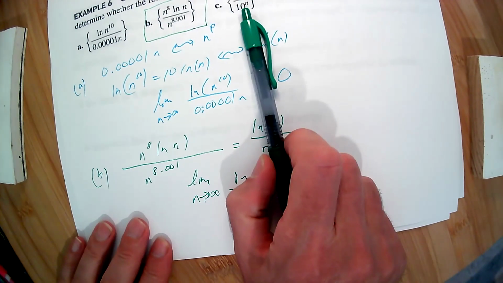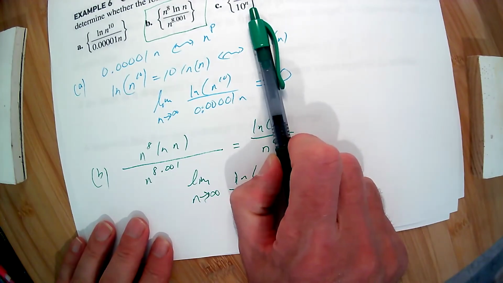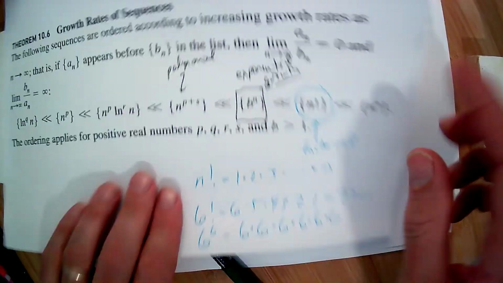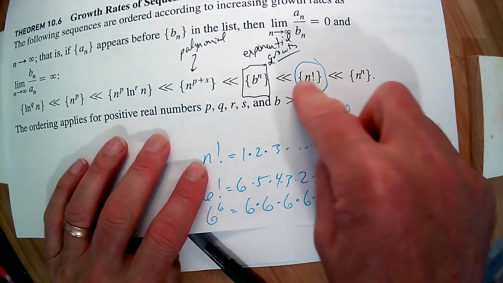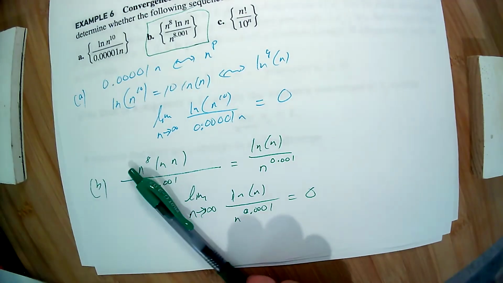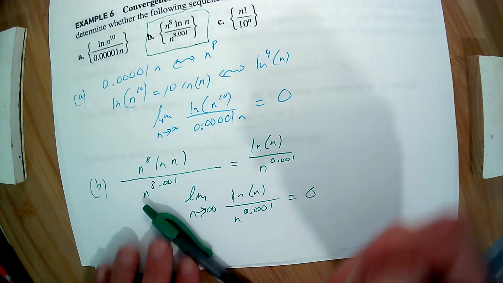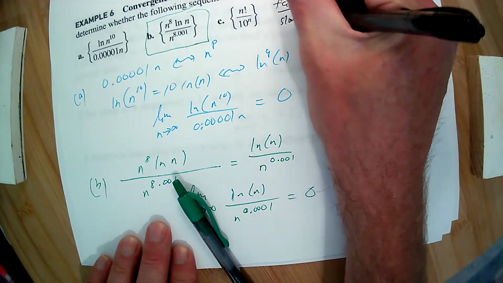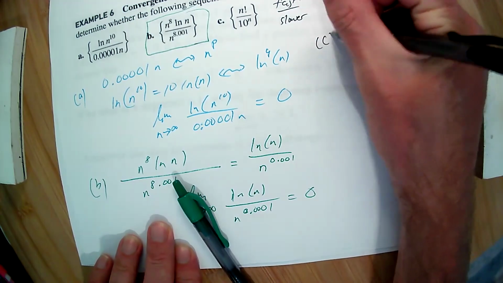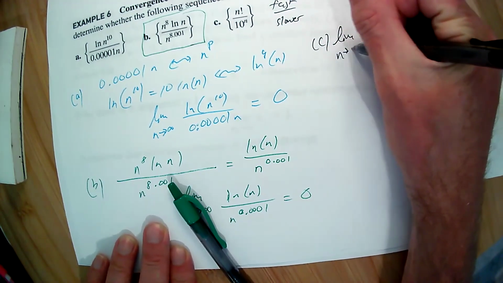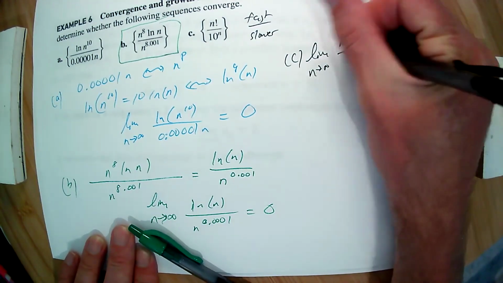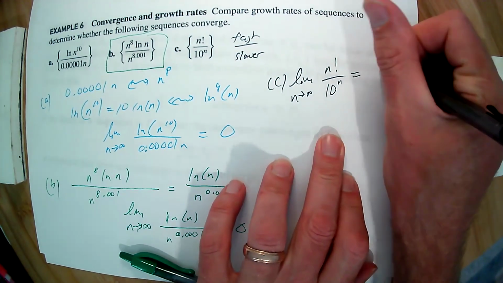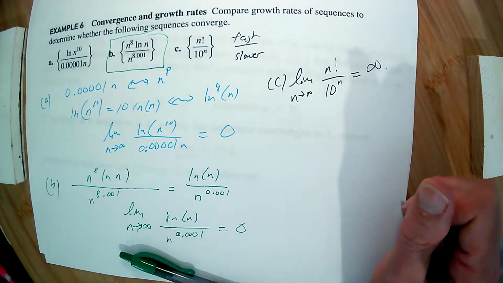Real quickly for part C, factorial over exponential. If I look at this list, factorial was to the right of exponential. What that means is that for part C, you have fast over slower, okay? So for part C, your limit as n goes to infinity of n factorial over 10 to the nth power is going to be infinity, okay?